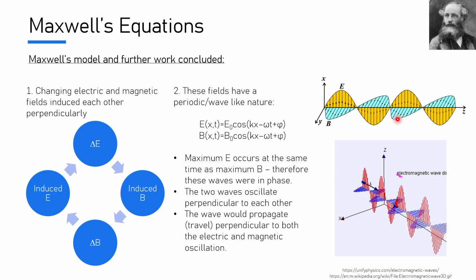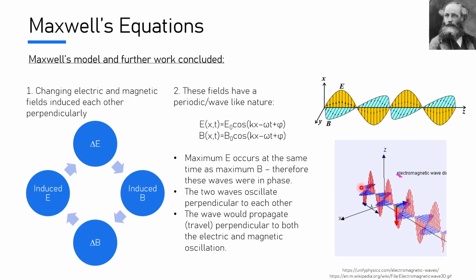It also tells us that the two waves oscillate perpendicular to each other, and that once this wave starts traveling through space, they're both transverse waves. So what that means is that the oscillation is perpendicular to the propagation, and that if both waves are propagating, essentially the wave will propagate perpendicular to both the electric and the magnetic oscillation. And we can see that quite clearly here in this animation, that there is an oscillation of the electric field and an oscillation of the magnetic field, but the wave itself propagates perpendicular to both.